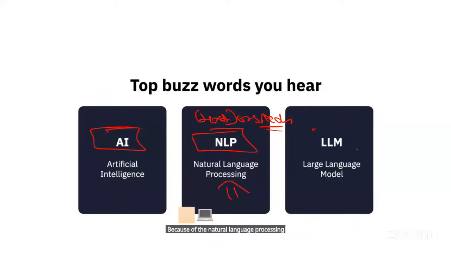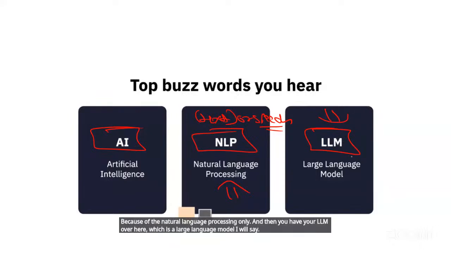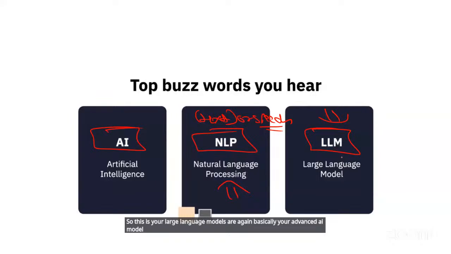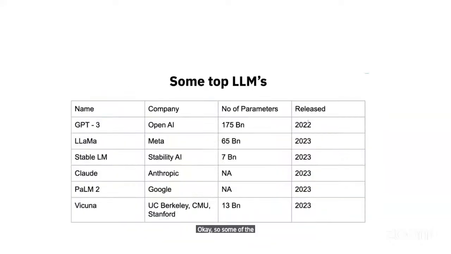And then you have LLM, which is a large language model. Large language models are advanced AI models trained on a huge amount of text data, which makes them able to generate human-like responses. Examples would be ChatGPT, Copilot, and Gemini. So these are some of the top LLMs you see here.